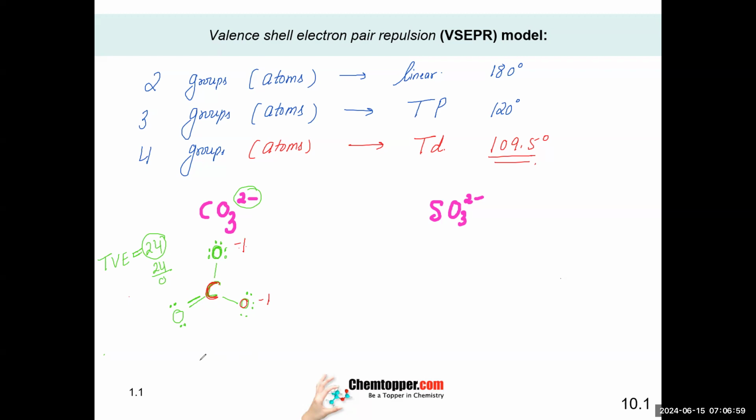Good. Carbon has no formal charge. Okay, so now we are going to check the total electron cloud, the total groups around the central element in this ion. How many groups? 3. So what should be the electronic geometry of this ion? For 3, it is trigonal planar. But is it symmetrical?